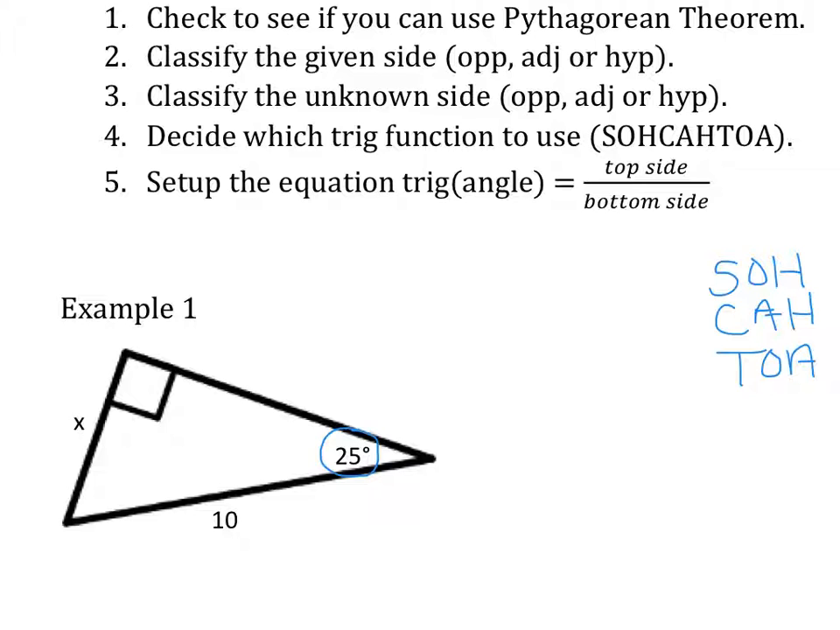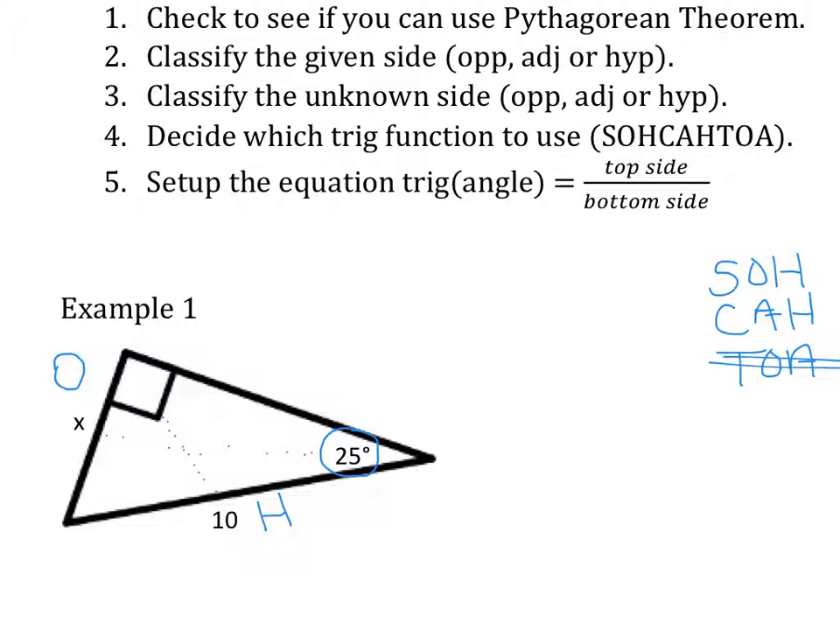So I look at the side they gave me. It appears to be right next to my angle, but if I look, it's across from my 90-degree angle, so that is my hypotenuse. So I come over here to my acronym, and if one of them doesn't have an H in it, I cross it out, because I can't use it if it doesn't have the hypotenuse. Then I classify the side they want me to find. It is across from the angle I'm referenced, so that is my opposite side.